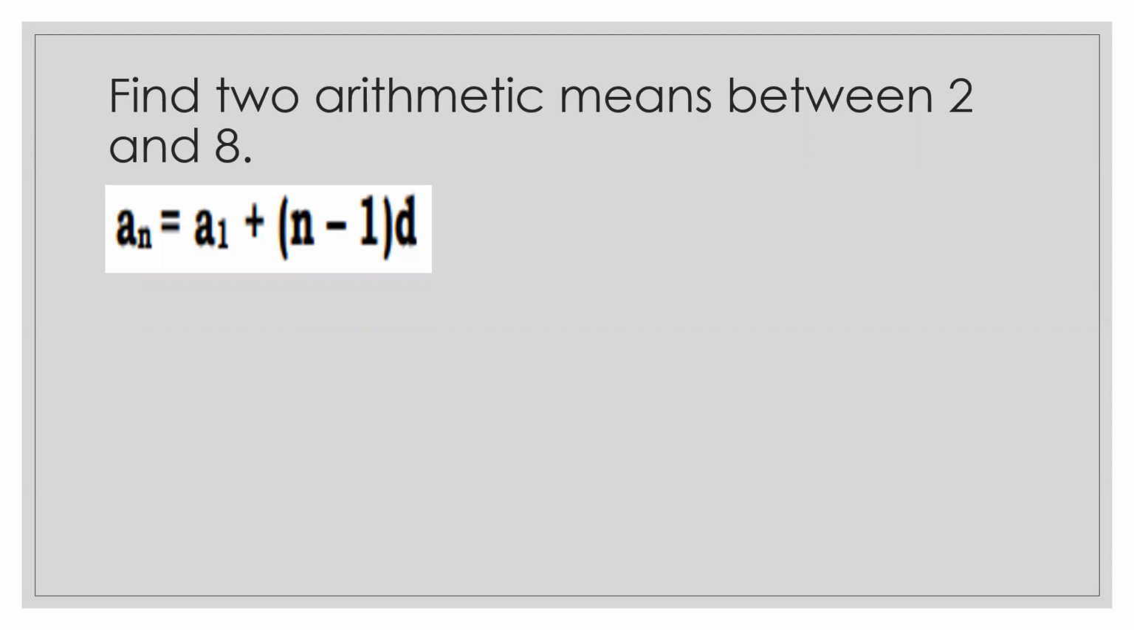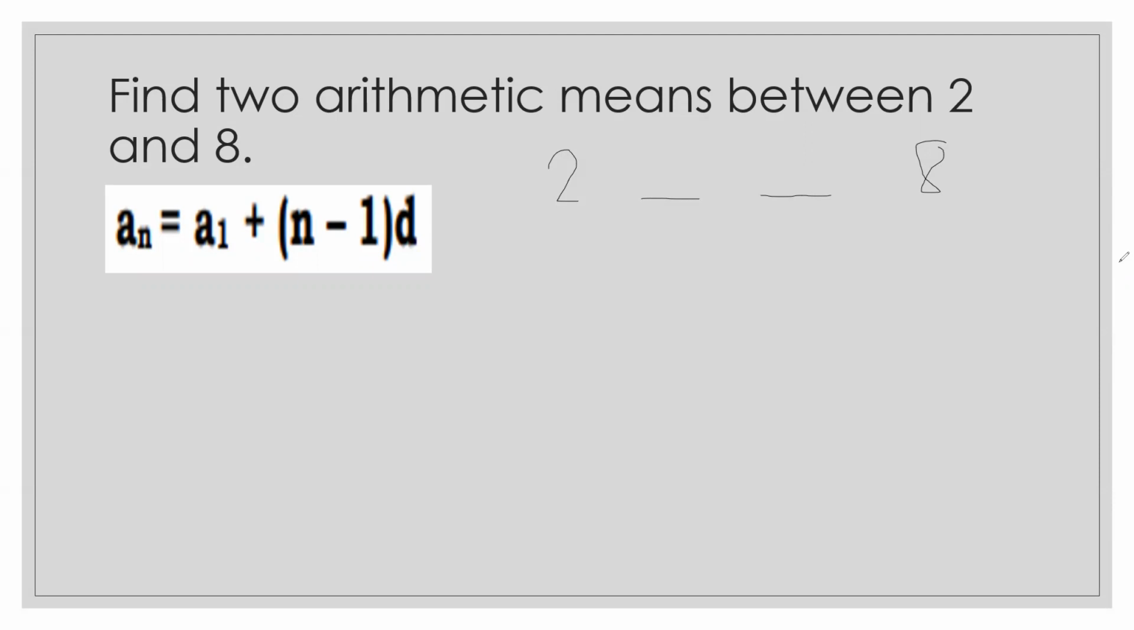Okay. So ano yung first term natin? Ano yung last term natin? 8. Okay, that's 8. Ngayon, how many arithmetic means between ang pinag-uusapan natin? Dalawa. So maglalagay ako ng dalawang blanko sa pagitan nila. So the question now, how many terms do I have? There are 4. Yung 2, yung blankong isa, yung blankong isa, at yung 8.